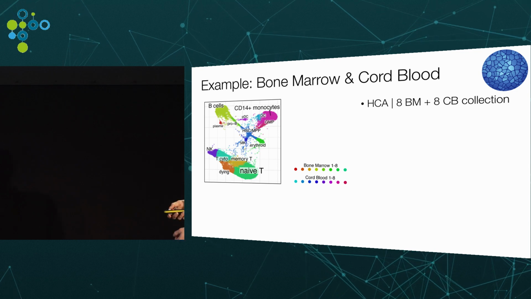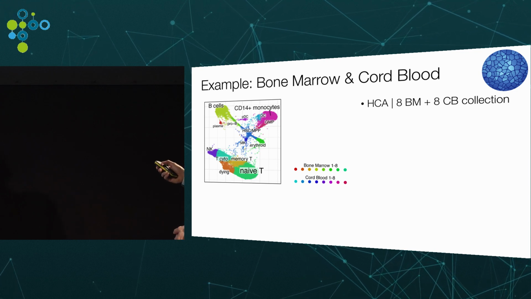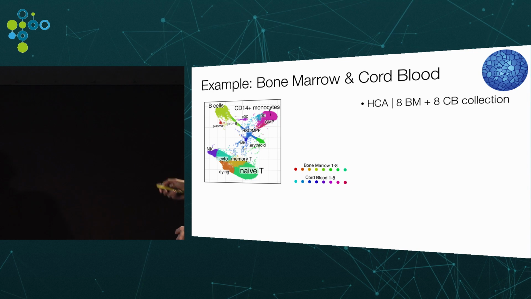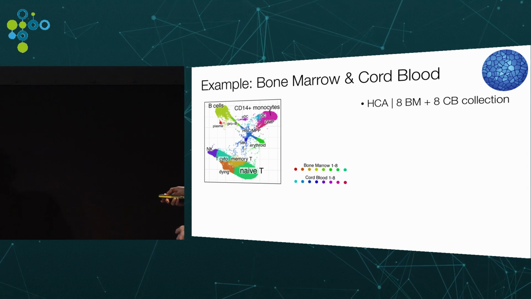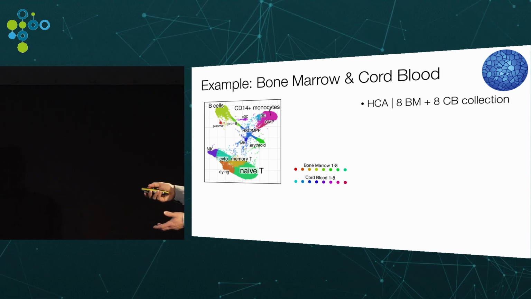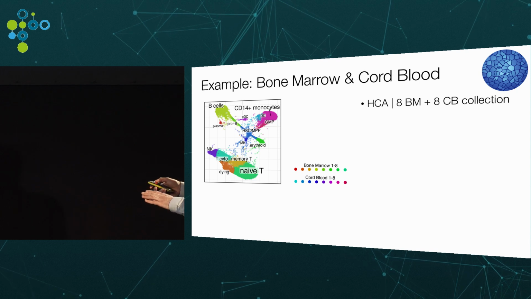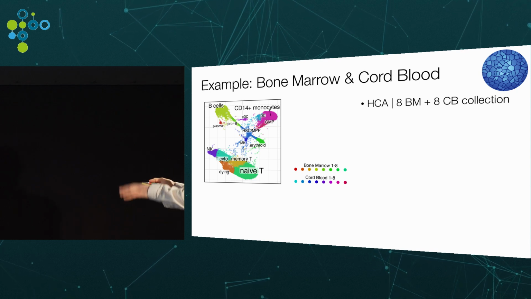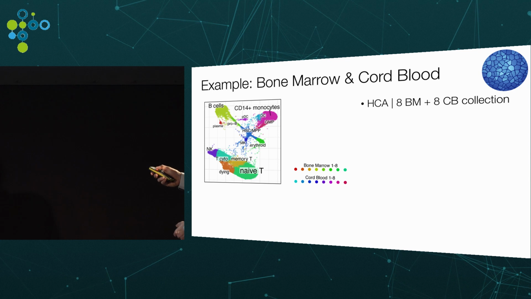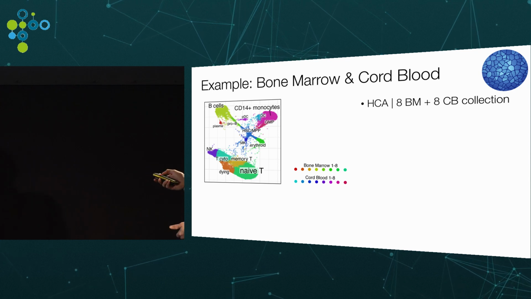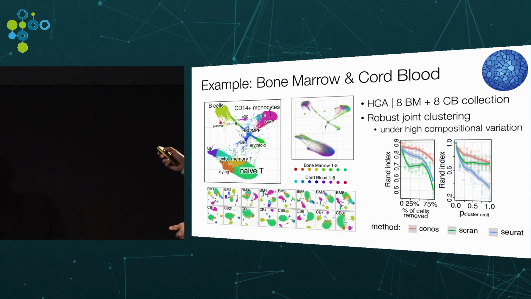This is HCA data from the Broad. We have 8 bone marrow collections and 8 cord blood collections. And this is actually a visualization of the joint graph, right? So we simply use, in this case, LargeVis, an embedding algorithm that just projects the graph here. And with colors, I showed the joint clusters. So this is mixing, actually, of samples.